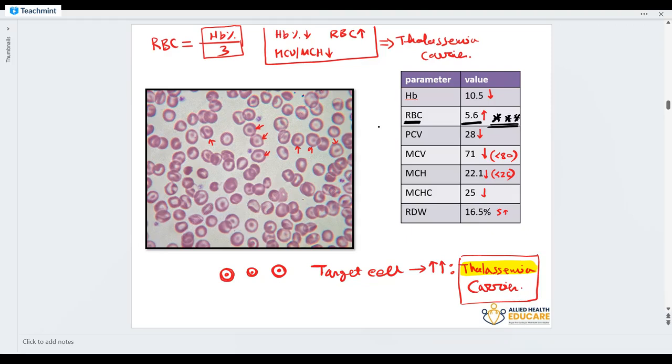In case of beta thalassemia trait, RBC value is much higher as compared to hemoglobin value. Here hemoglobin value is 10.5, the RBC value must be around 3.5 to 4, but here it is 5.6. That means RBC is slightly higher as compared to hemoglobin. In this blood picture, another thing we are observing is numerous codocytes. Codocyte means target cell. So this picture is self-explanatory, and it can be determined from this CBC as well as the blood picture. It is a blood picture of thalassemia carrier.